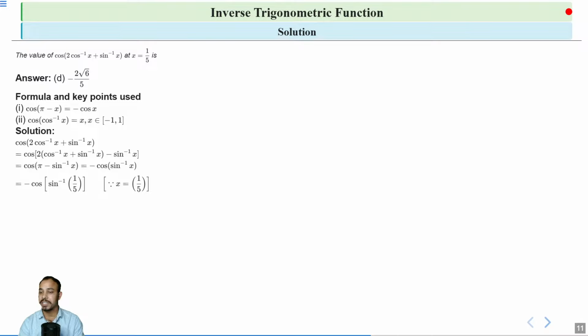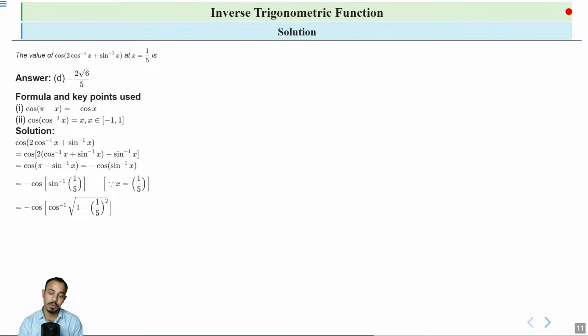Now since we have x equal to 1 by 5, put the value x equal to 1 by 5, then this is equal to minus cos of sin inverse of 1 by 5. And now you know sin inverse of x is equal to cos inverse of square root of 1 minus x square, that we have studied in our theory part. So just recall here, sin inverse of x equal to cos inverse of square root of 1 minus x square.